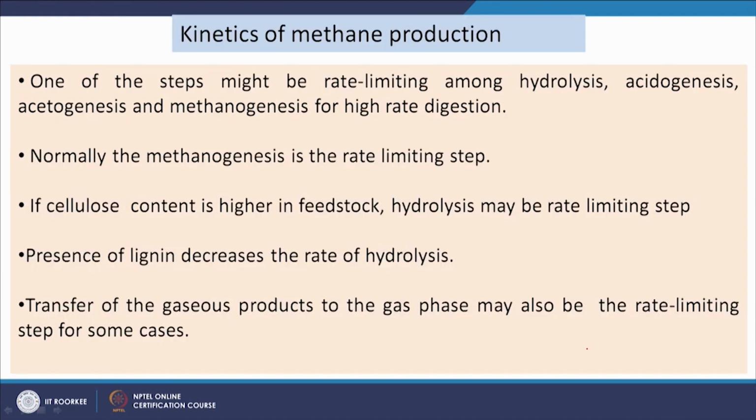Now, we will discuss the kinetics of methane production. So, we have seen that methane production takes place through a number of steps. Any of the steps may be the slower step, and the rate of that slow step will control the rate of the overall process. Normally, the methane production step is very slow with respect to other steps, and that is the rate governing step.